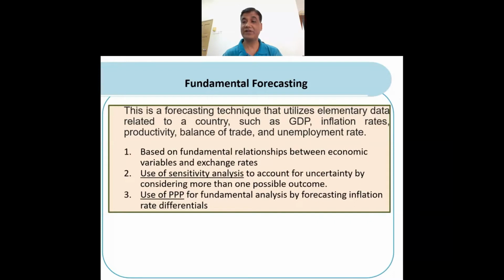So you're looking at the price of exchange rates, and then we are just forecasting based on that. But here it's not that. You have so many different kinds of data, and then you have to plot them and forecast the exchange rates. And we do also use people purchasing power, PPP. For fundamental analysis, we are forecasting inflation rate differentials.